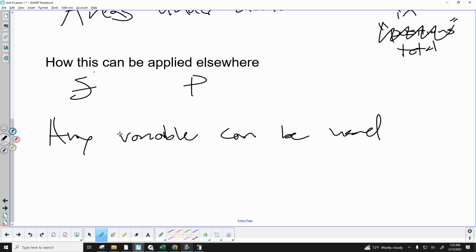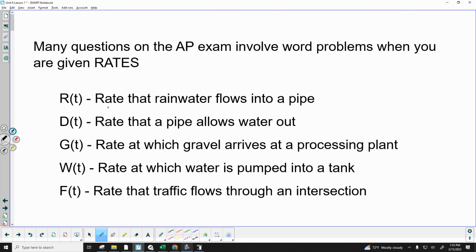Now, what you are given are rates: a rate at which water is going in, a rate at which water is going out. Sometimes they are given in capital letters, big R, big D: the rate that rainwater flows into a pipe, the rate that the pipe allows water out. They will give you units. Rate in is in cubic feet per hour. Traffic flowing through an intersection is in cars per hour. Cool?